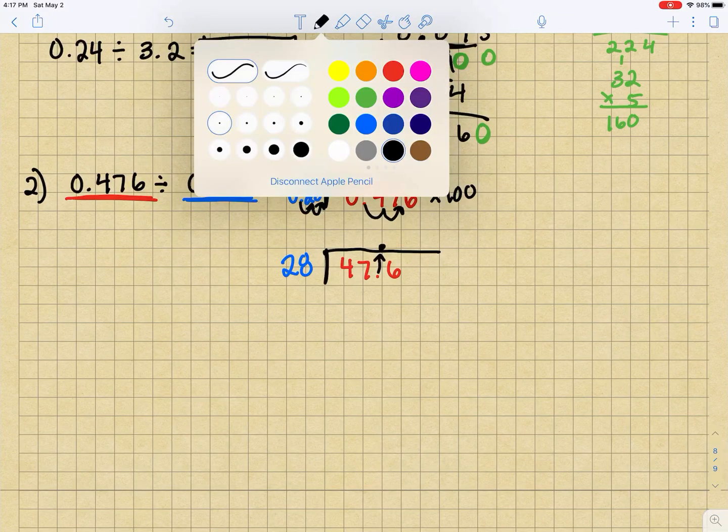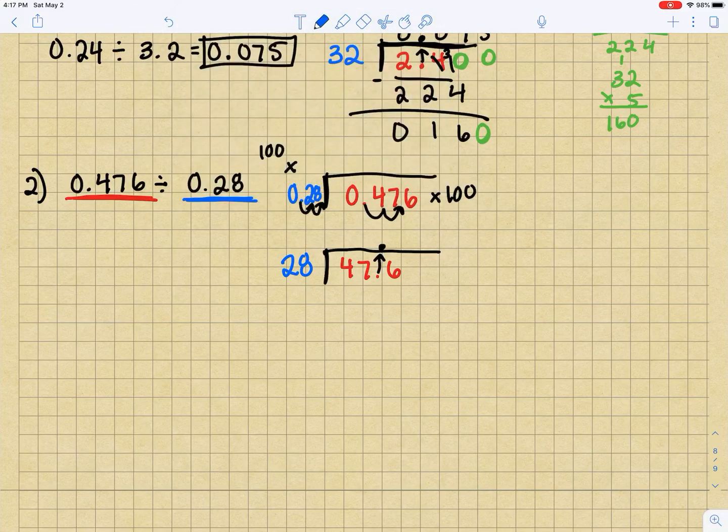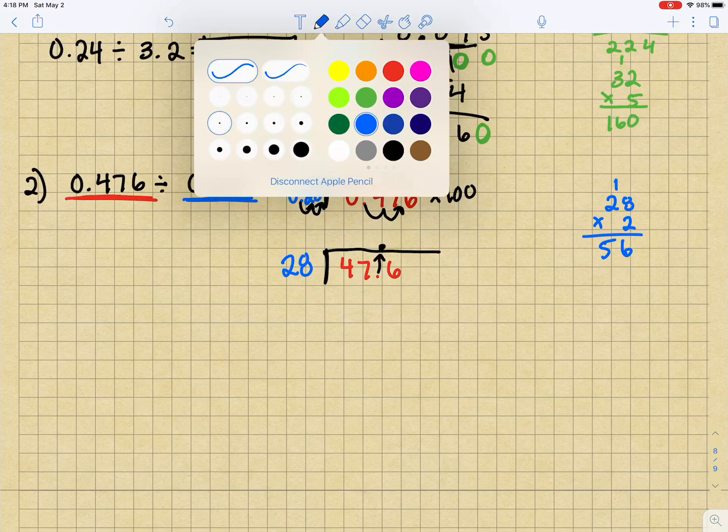How many times does 28 go into 47? Let's try 28 times 2, because I know 20 times 2 is 40, so that should be close. 28 times 2 is 16. 2 times 2 is 4 plus 1. Oh no, that's too much. So 28 goes into 47, not 2 times, but only 1 time.